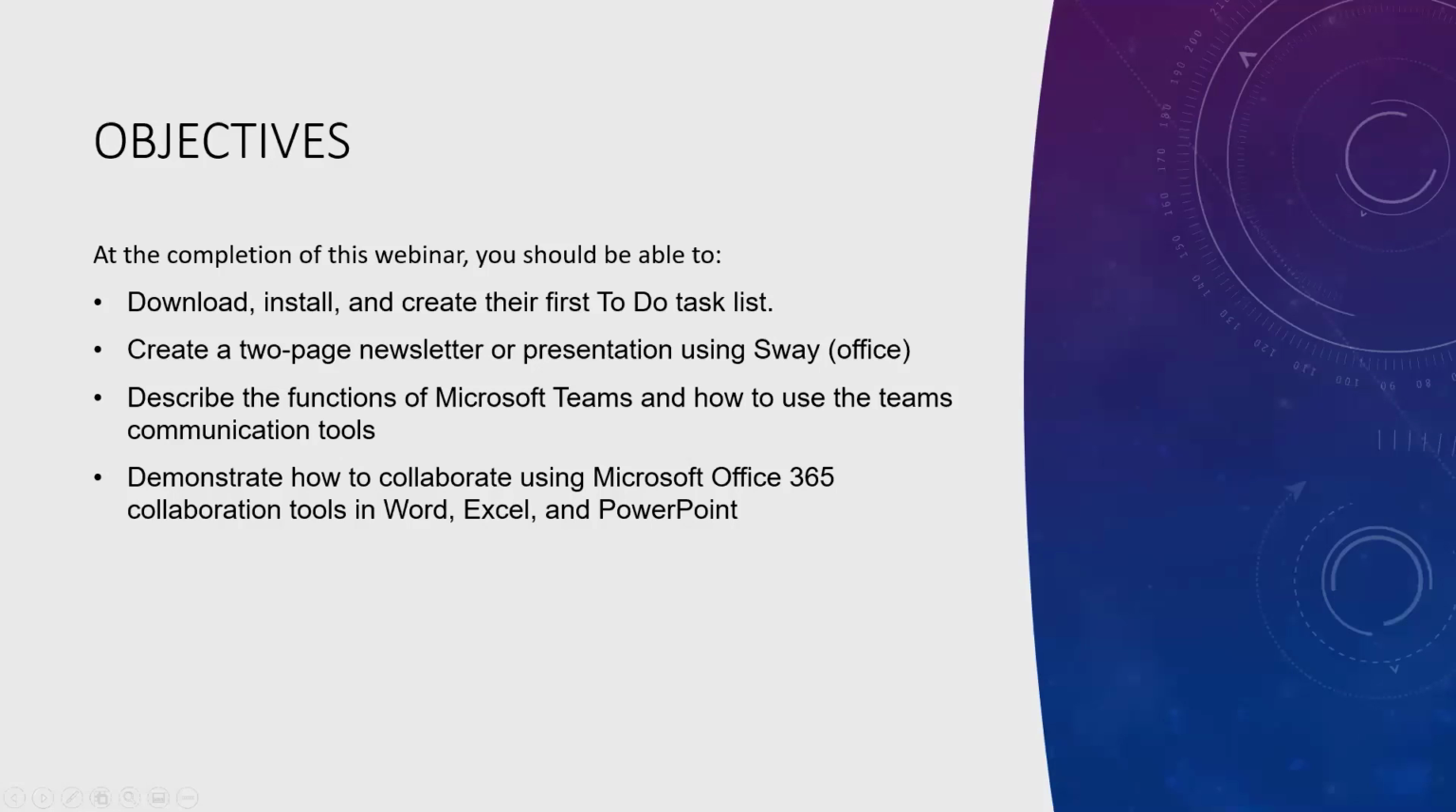By the time that we are done today, you should know how to download the To Do app, install it and create your first task list, create a 2-page newsletter or presentation using Sway, describe some of the functions of Microsoft Teams and how to use the team communication tools, and if time permits, I'll even sneak in a few little collaboration things that you can do using Office 365, as long as you're connected to OneDrive.